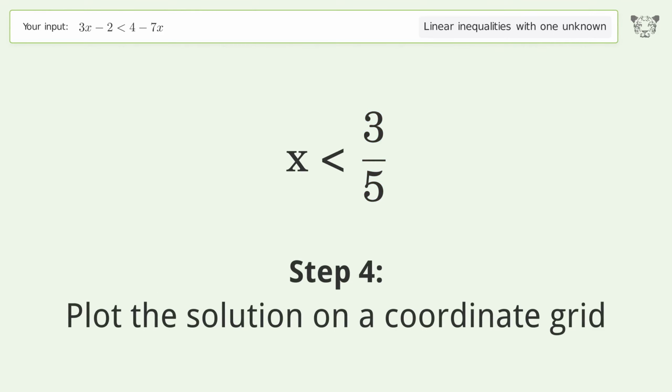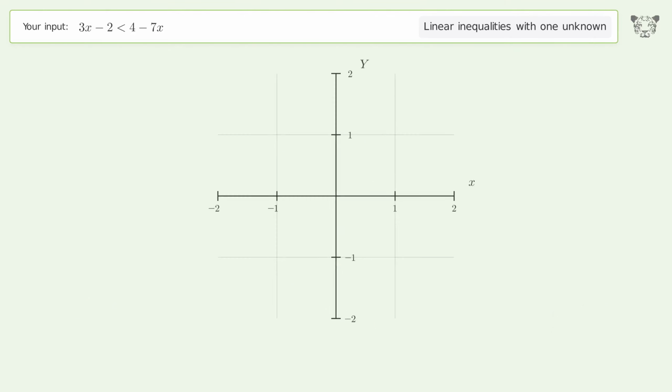Plot the solution on a coordinate grid. And so the final result is x smaller than 3/5.